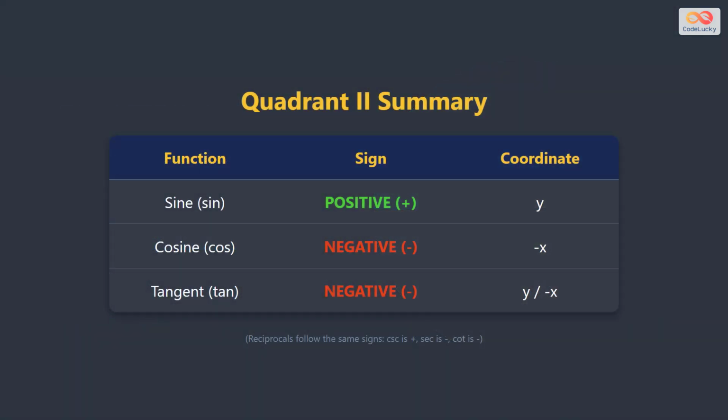Here is a summary of what we have learned. In quadrant 2, sine is positive because y is positive. Cosine is negative because x is negative, and tangent is negative because it is the ratio of the two. Remember these patterns to solve trigonometry problems with confidence.